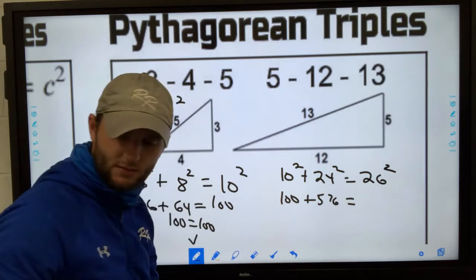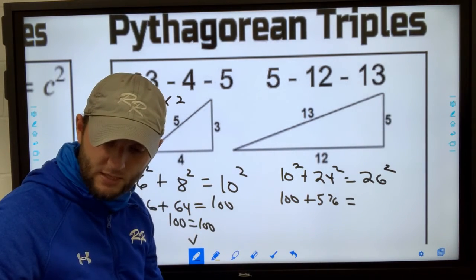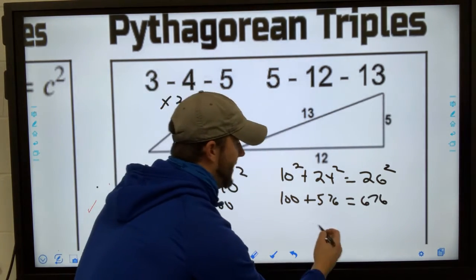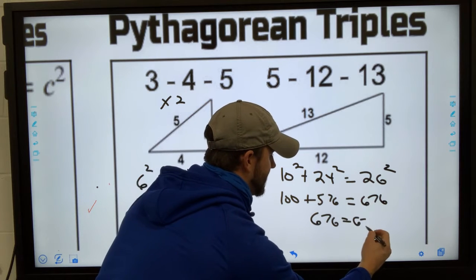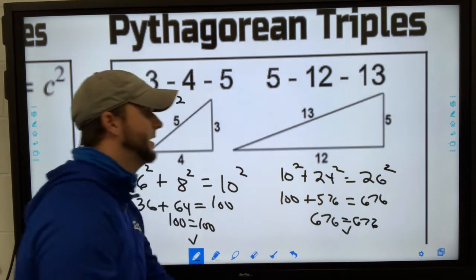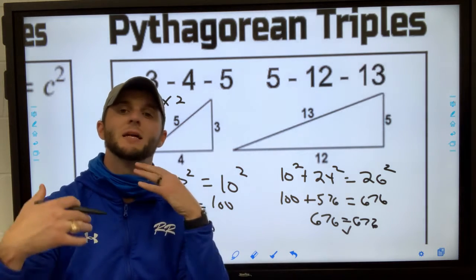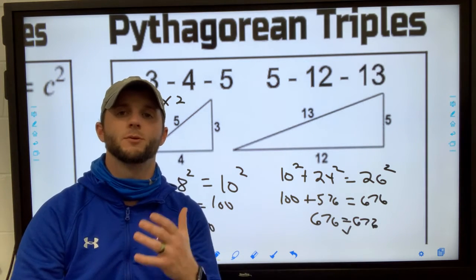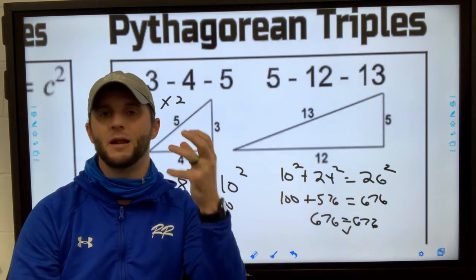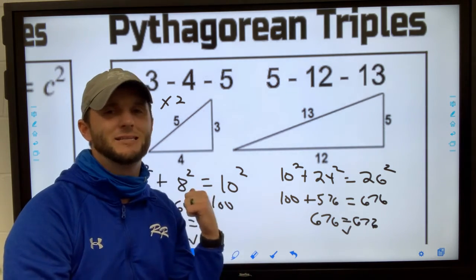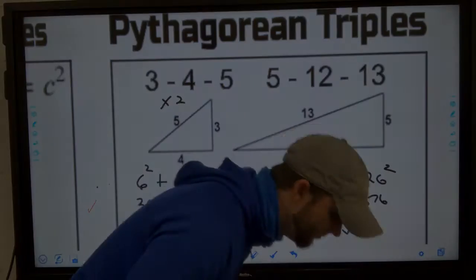Then 26 times 26 is going to give you 676. Add these two together and you get 676 on both sides. So it still works, even though I scaled it up, okay? Again, it's a way that you can use these Pythagorean triples to simplify something in your brain and make it work out a lot easier, okay?